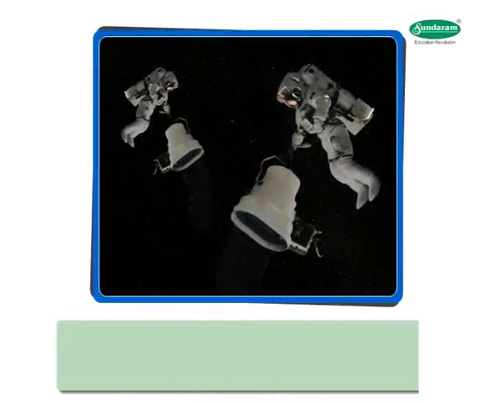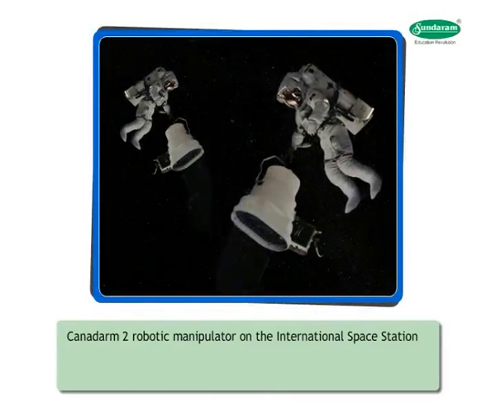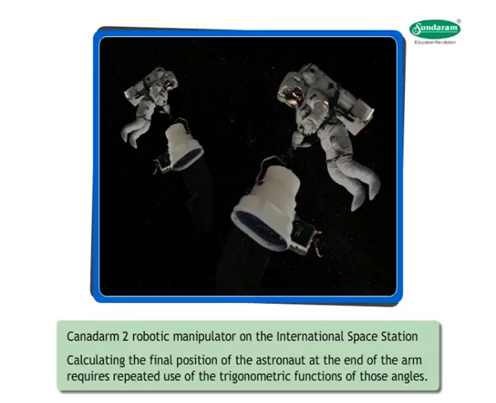Friends, do you know that the Canadarm2 robotic manipulator on the International Space Station is operated by controlling the angles of its joints? Calculating the final position of the astronaut at the end of the arm requires repeated use of the trigonometric functions of those angles.